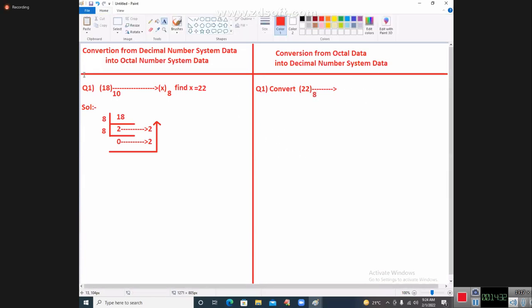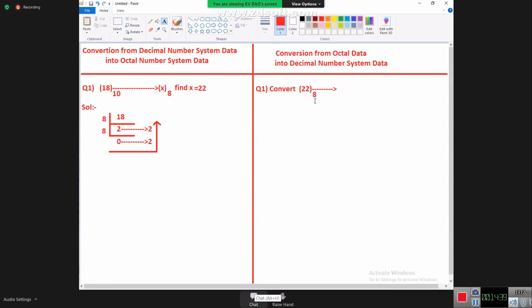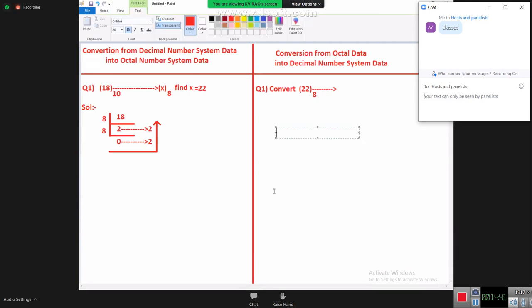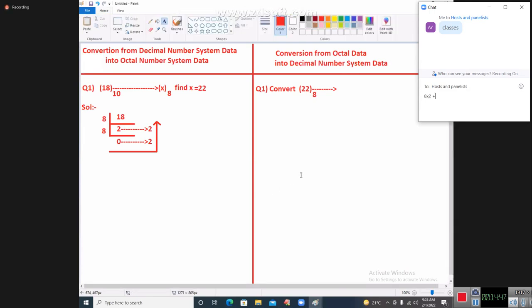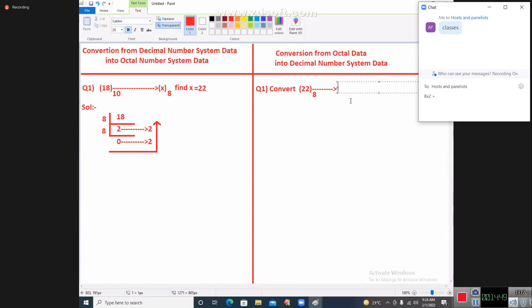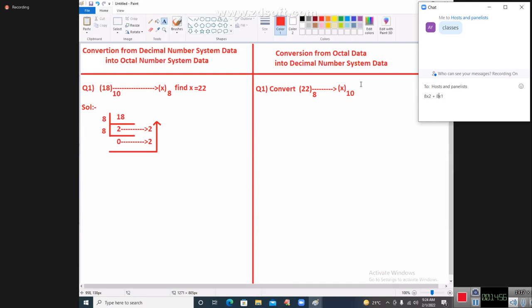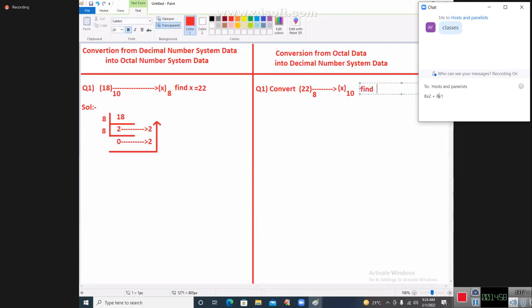This is mathematically how I am writing, right? Yes, Vishal, you can write 22 with subscript 8. In mathematics I write 8, and if it is computer science, I will write 0 O. Understand, students? Here I need to find x. What is this x? This x is supposed to be in base 10. We need to convert. Find x.